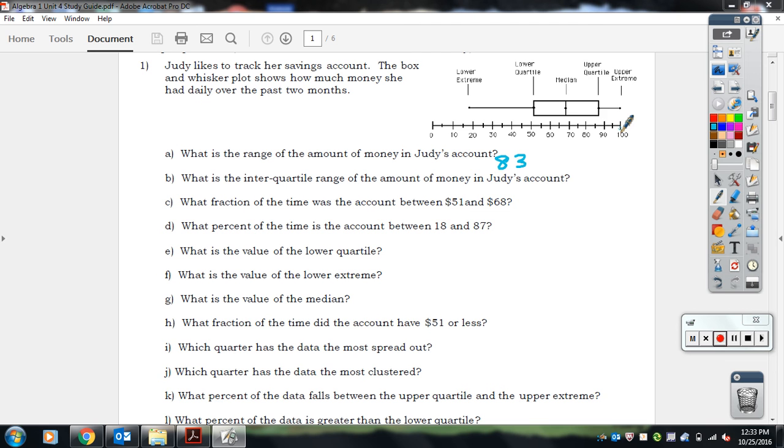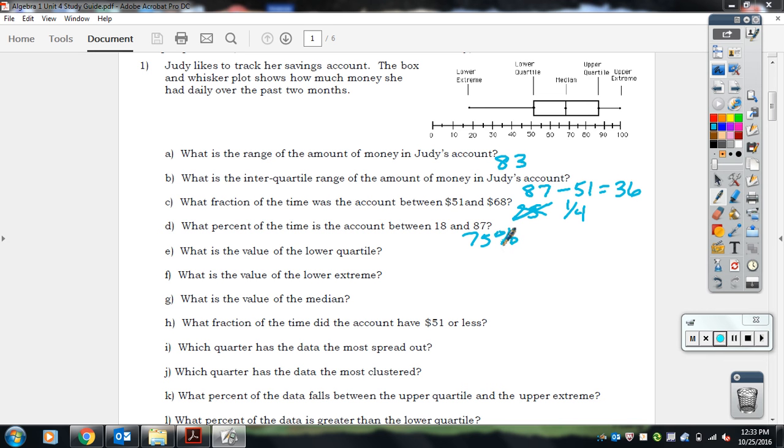What is the interquartile range? Again, 87 minus 51. Let's say it is 36 for our interquartile range. What fraction of the time was between 51 and 68? 51 to 68 is 25%. I'm sorry, it says fraction, so it's 1/4. What percent is between 18 and 87? That looks like 1, 2, 3 sections, so 75%.